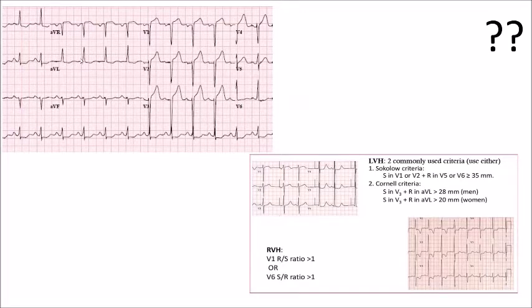Right? Around 8. Yes. 8 and 23 is 31. 23 and 8 is 31. So it is more than 28. So for the men or for the women, it is also justified that ventricular hypertrophy is there.